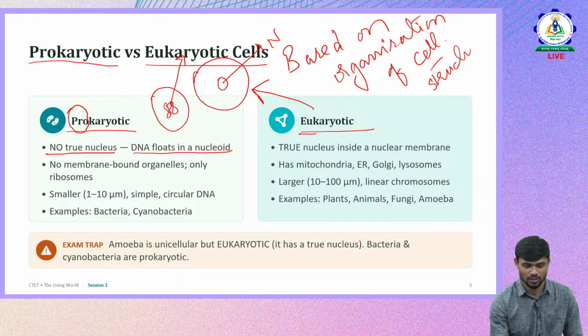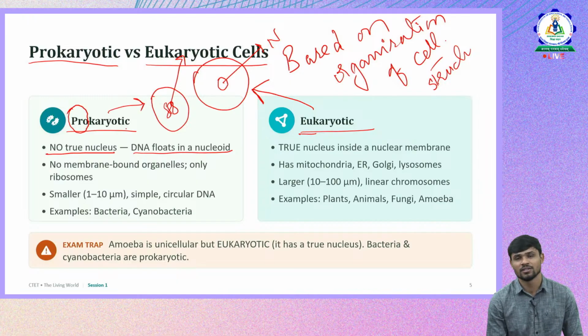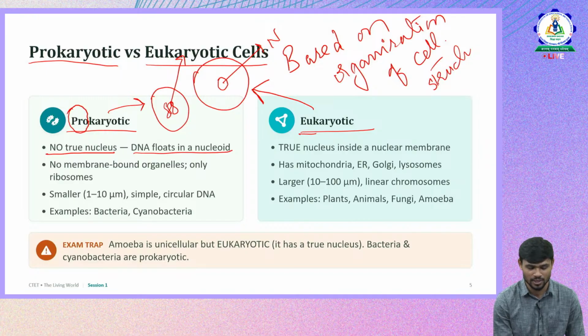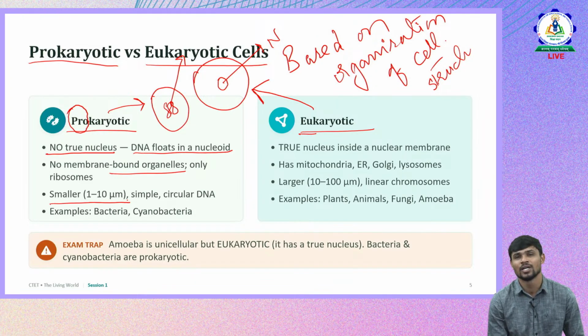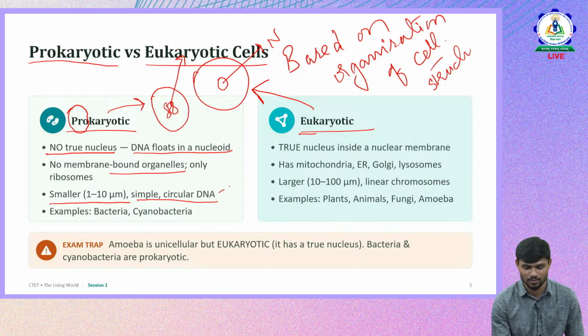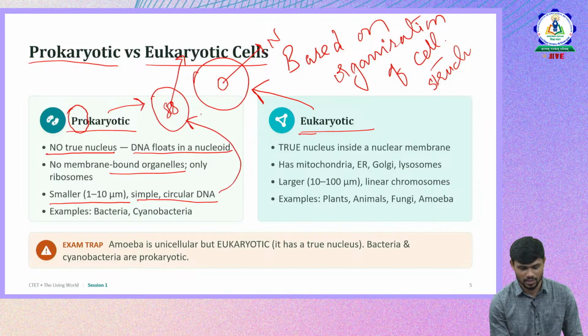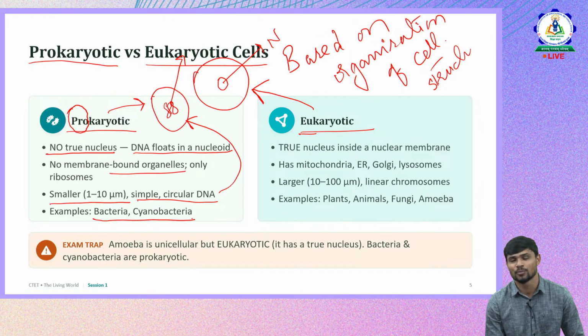So this is how it looks, and this is the difference. A nucleus and nuclear membrane will be present in eukaryotic cells, whereas in prokaryotes a nuclear membrane won't be there. There are no membrane-bound organelles, and the cell is very small, from 1 to 10 micrometers. They have simple, circular DNA. The DNA will be like this. Examples of prokaryotic cells are bacteria and cyanobacteria.